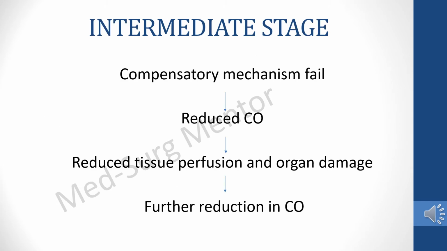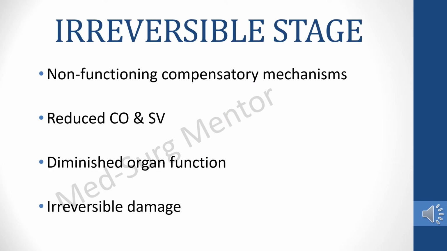The second stage is intermediate stage. In this stage, the compensatory mechanisms have failed, which is leading to reduced cardiac output, and as a result, there is reduced tissue perfusion, which is leading to organ damage, which in turn leads to further reduction in the cardiac output. The third stage is called irreversible stage. The key features of this stage are non-functioning compensatory mechanisms, reduced cardiac output and stroke volume, diminished organ function, and irreversible damage to the heart.